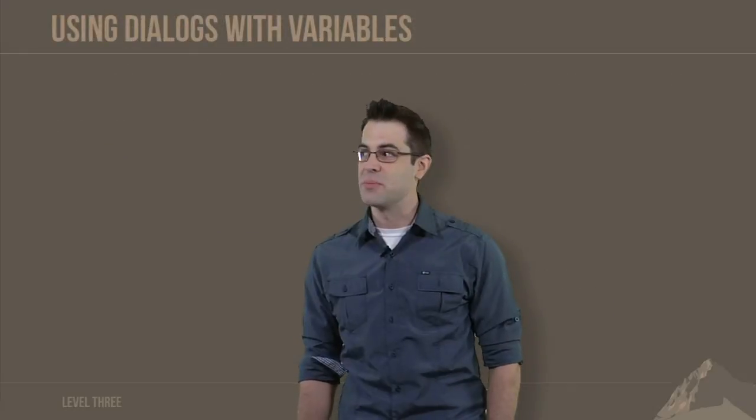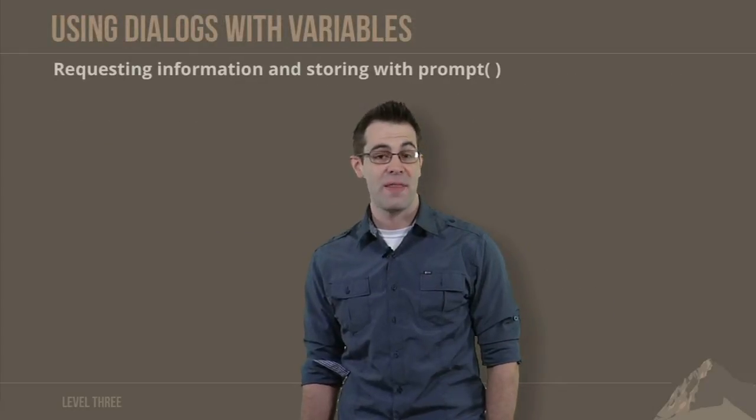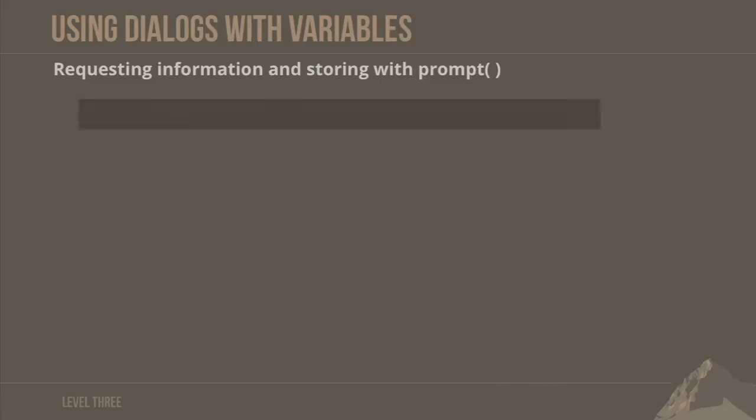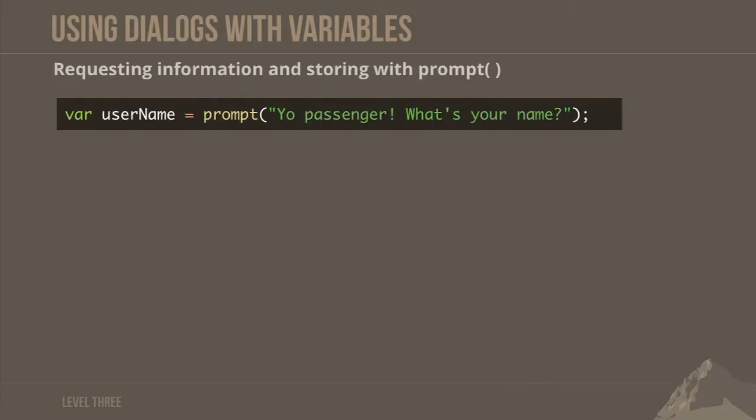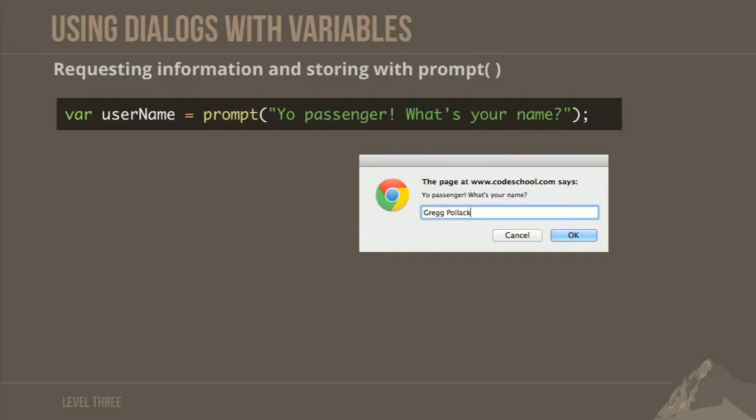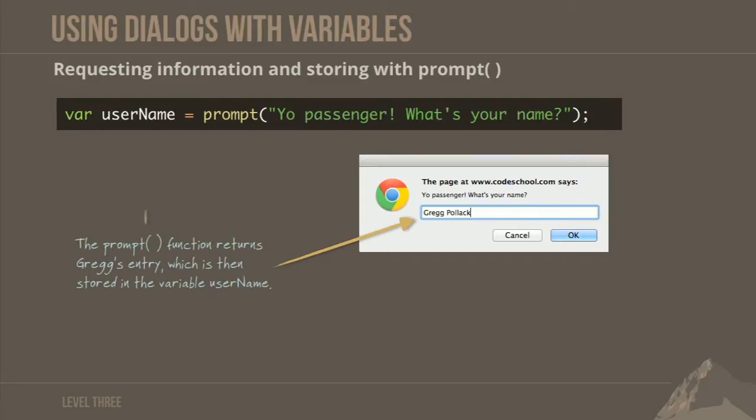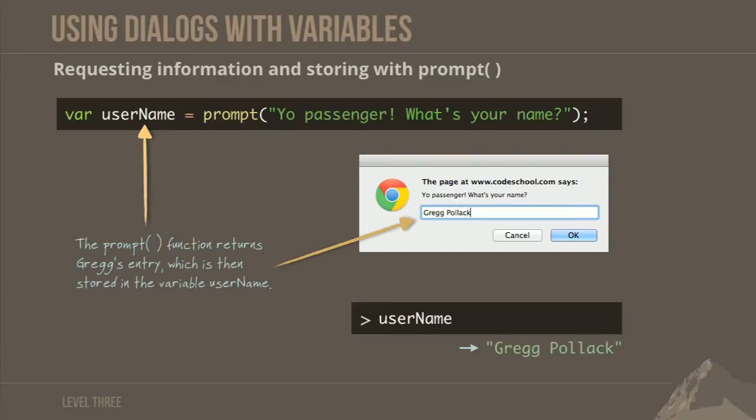Prompt is a cool function because you can request information from the user and then store it in a variable. Here you can see a prompt function that requests the user's name, and that name gets stored inside the variable username. When we run this code, a small window will pop up in the internet browser, and the user can enter their name in the field that's inside the window. So if Code School professor Greg Pollock was sitting at our website and entered his name into our prompt window, his name would get stored in the username variable. We could then call that variable, and his name would be returned.